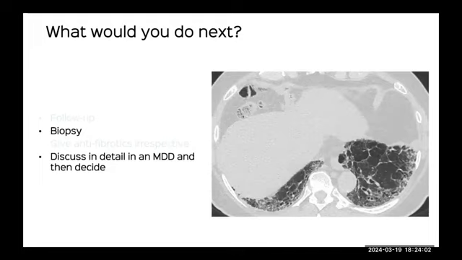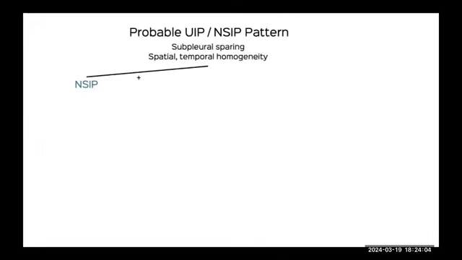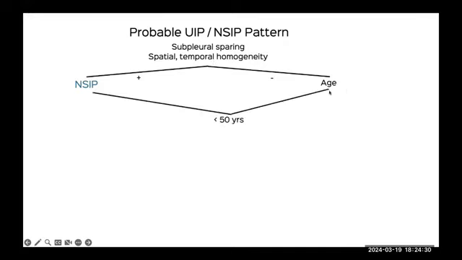So it's not always easy to differentiate one from the other, and we should be cognizant of the clinical situation and read these images in that context. So if you have subpleural sparing, spatial temporal homogeneity in a patient who looks like having either fibrotic NSIP or probable UIP, then it's most likely NSIP. If you do not have subpleural sparing, spatial temporal homogeneity, then we look at the age. Under 50, likely to be NSIP. More than 70, likely probable UIP.